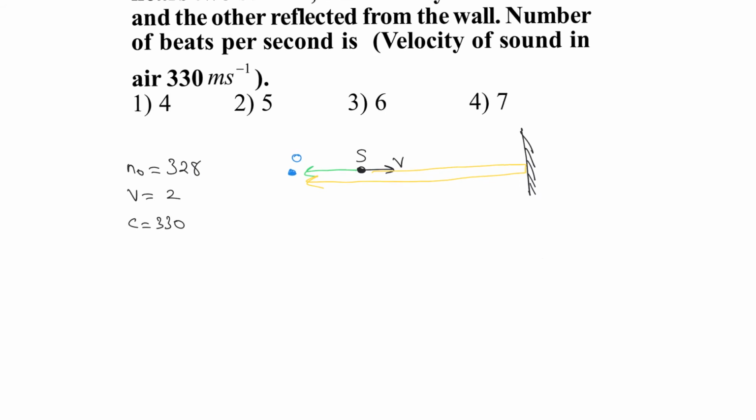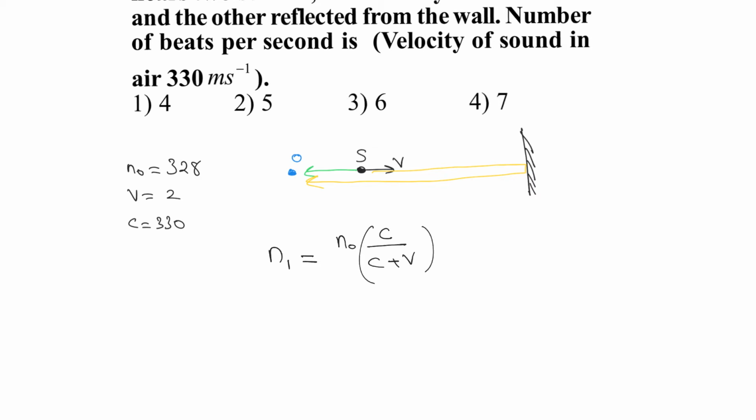Because the source is moving away from the observer, we can write, let's say, the frequency heard by the observer is n1. As the source is moving away, the apparent frequency we can take as the actual frequency n0 into c divided by c plus v.